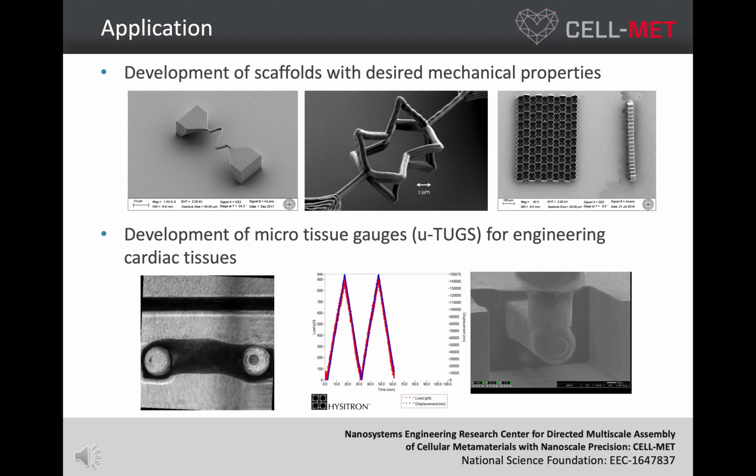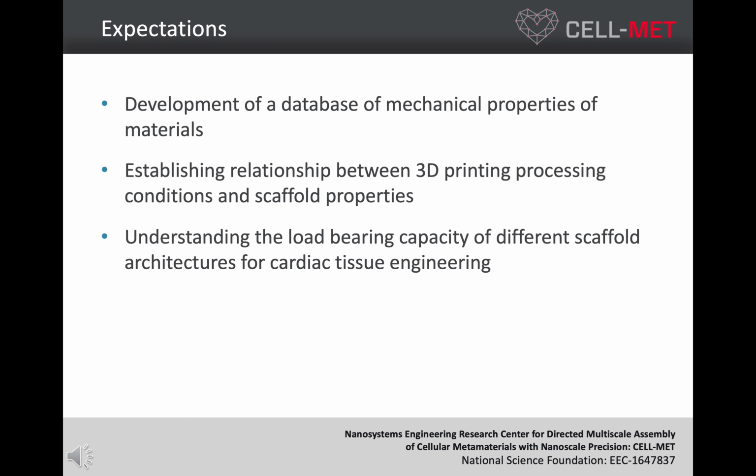Second application is the development of micro-tissue gauges or platforms for engineering cardiac tissues. The bottom row shows the PDMS pillars in a tissue platform that undergo bending due to tissue contraction. In situ testing is being used to measure the stiffness of these pillars. Our goal is to develop a database of mechanical properties of the materials used for making scaffolds. We would like to establish correlation between printing conditions and the scaffold properties, and our prime motivation is always to understand how different scaffold architectures used for cardiac tissues respond to mechanical loading.